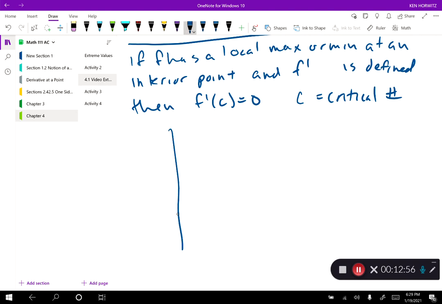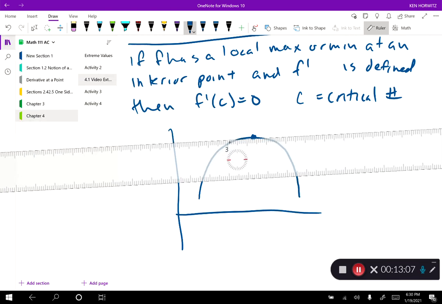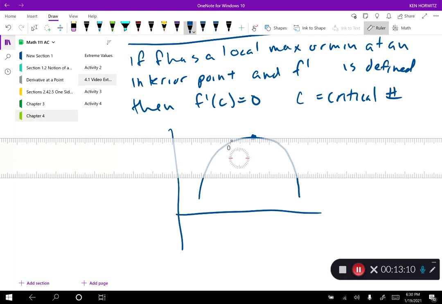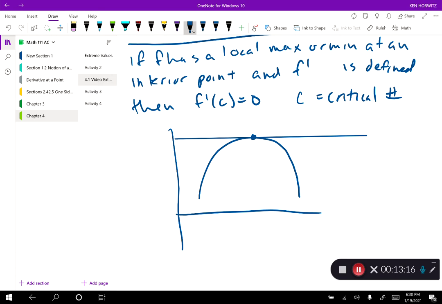So if I were to sketch a quick graph, this point up here, where it changes from increasing to decreasing, is also the same exact spot where you have a horizontal tangent line and our slope is equal to 0. So f prime of c is equal to 0. All right.